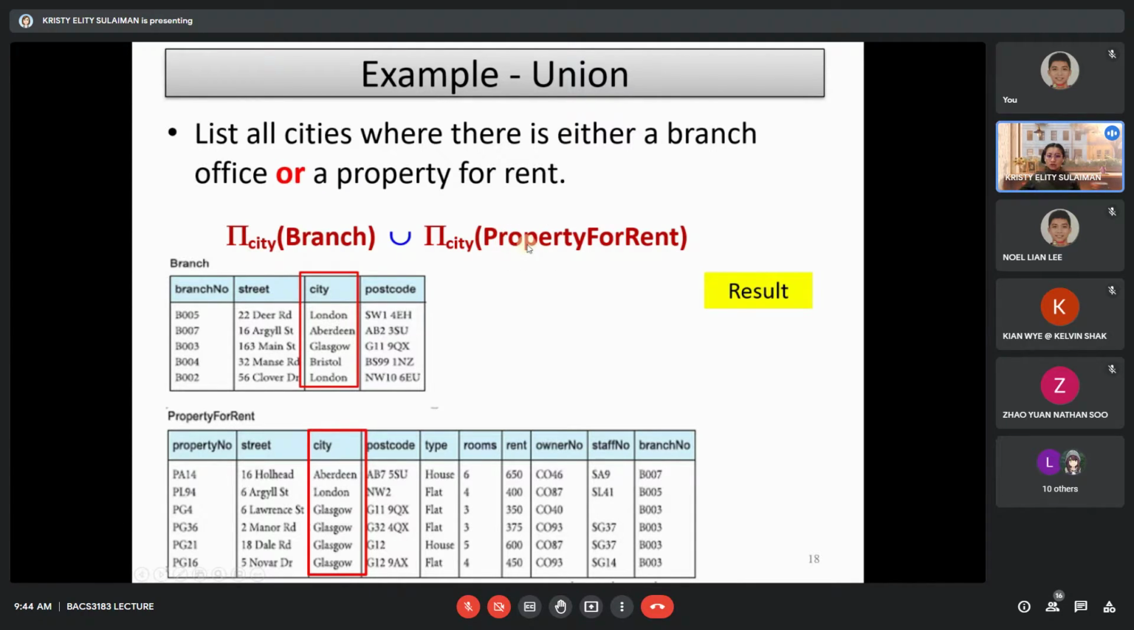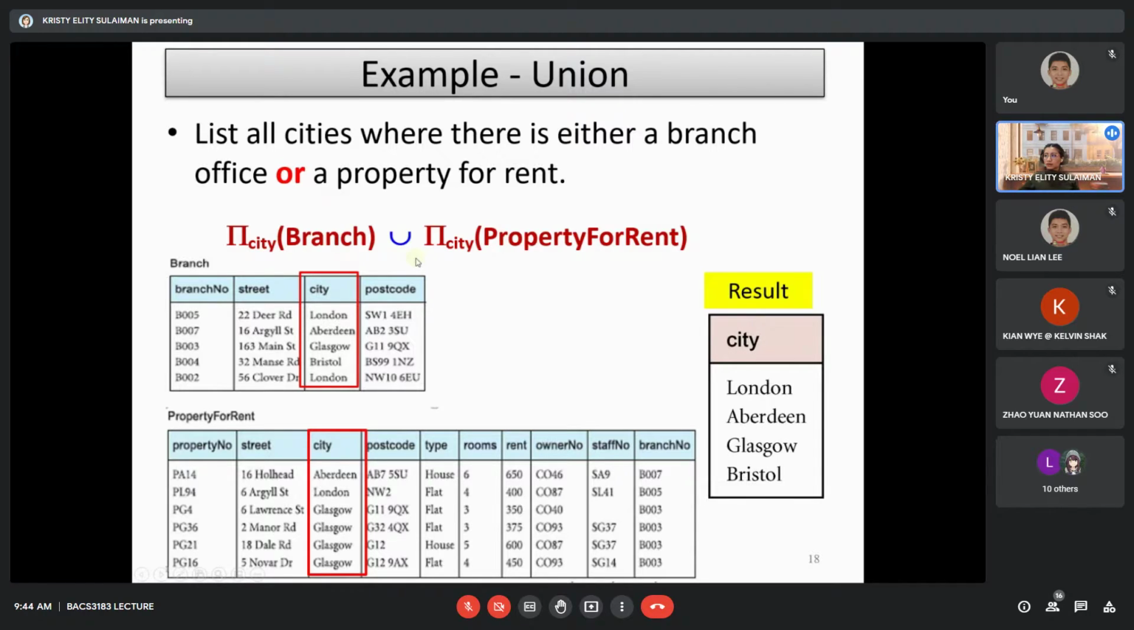So we use union so that it will eliminate duplicates where necessary. We use the union operation to combine these two new relations, and it will produce this result. So when you run this operation, you will get this result. If you see here, there are no duplicates.